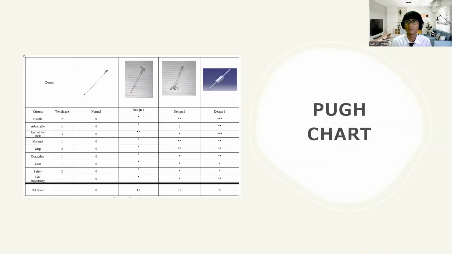So as you can see from the chart, I have created design 1, design 2, and design 3 that have several criteria, which is handle, adjustable, end of the stick, material, grip, durability, cost, safety, and lastly life expectancy. And the highest net score and better is design 3.